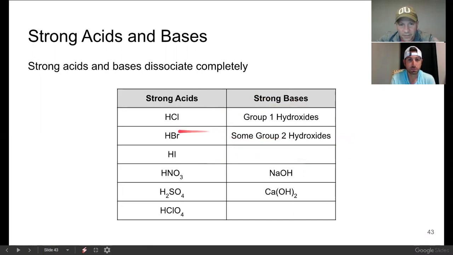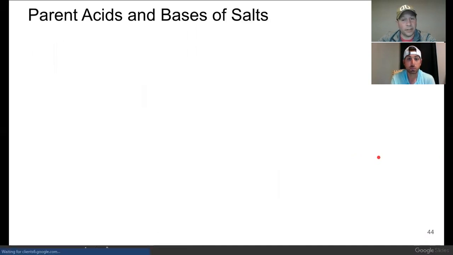If it's not in this list, we consider it to be a weak acid or a weak base. If you have any acid that starts with a hydrogen that's not on this list, it's considered a weak acid. If you have any base that's not in group 1 or group 2 metals, then it is not a strong base. They should all have this written down at this point, so you don't have to pull up the PowerPoint to check it. They're probably thinking, why do we need to know that? Well, here you go.